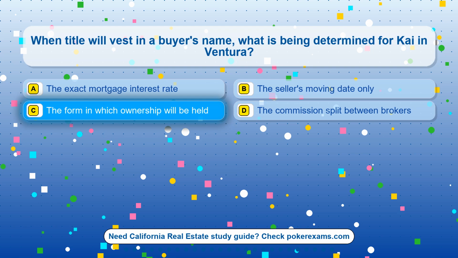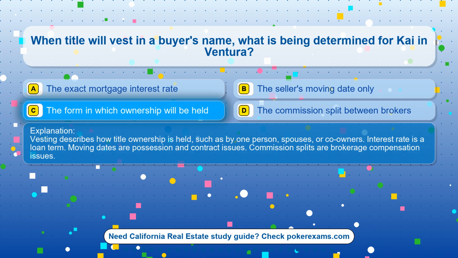The correct answer is option C. The form in which ownership will be held. Vesting describes how title ownership is held, such as by one person, spouses, or co-owners. Interest rate is a loan term. Moving dates are possession and contract issues. Commission splits are brokerage compensation issues.